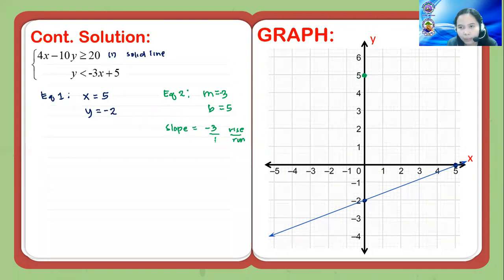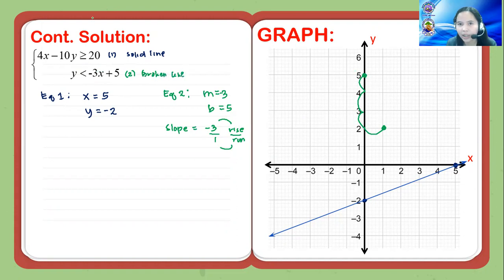Okay? Now, how many steps going downward? The rise is negative 3, so 3 steps. 1, 2, 3. And then the run is 1, so we have 1 step going to the right. The run is always going to the right. Okay? And then, let's determine if it is a solid line or broken line. Equation 2 has a less than symbol, so we will use a broken line.